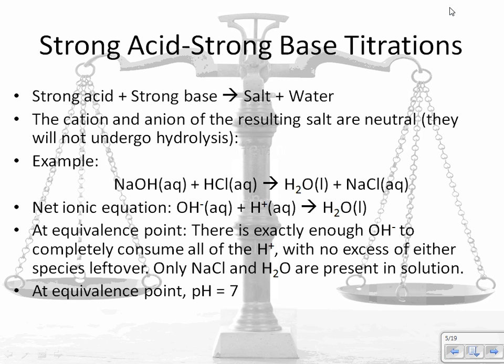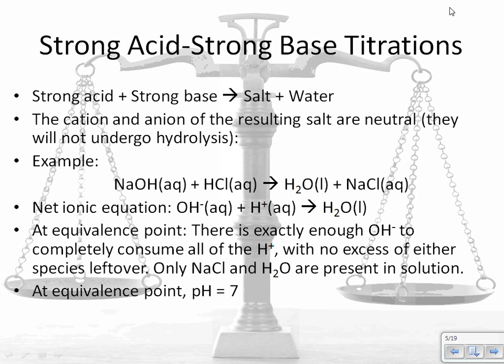Here's an example from grade 11. It's a strong acid and strong base titration, giving you salt and water. The resulting salt is neutral, so none of the ions will undergo hydrolysis. Here's an example like I gave you before: NaOH plus HCl gives you H₂O and NaCl.